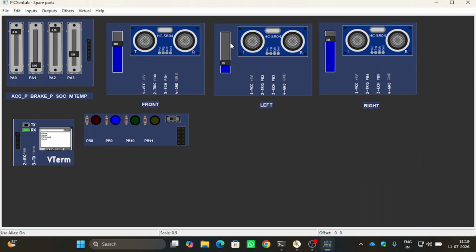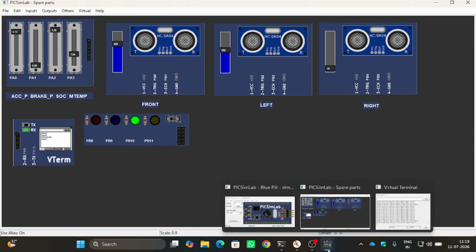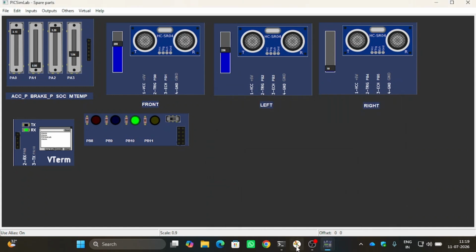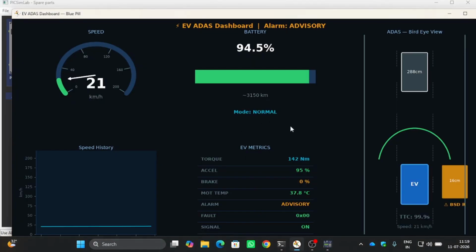Now see the right collision. We can see the indication of the green light, which represents the right blind spot collision. And this is the visual representation of the right blind spot collision.